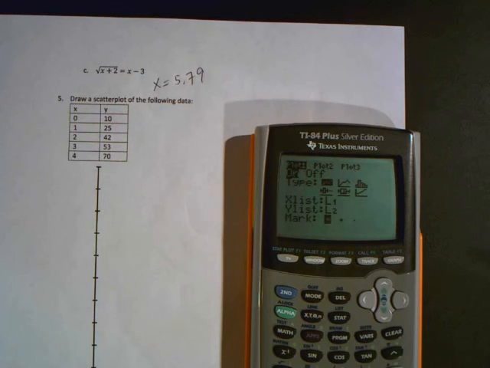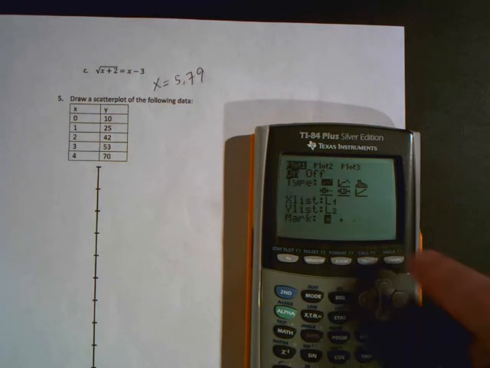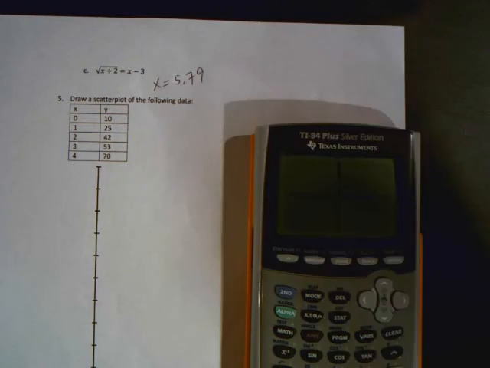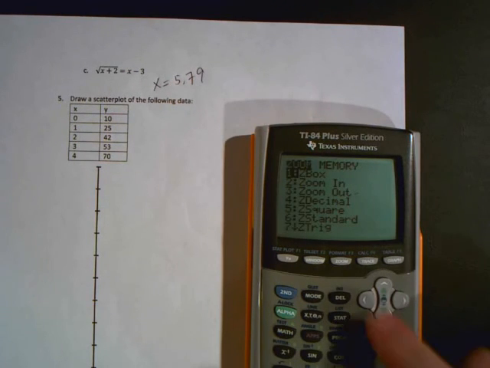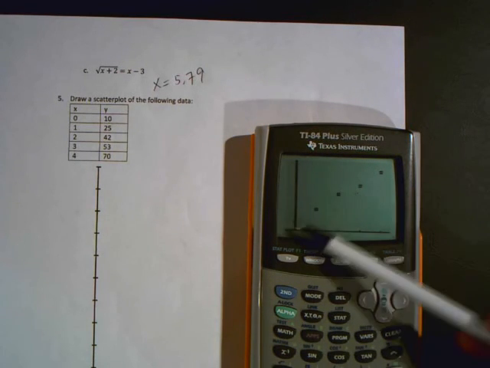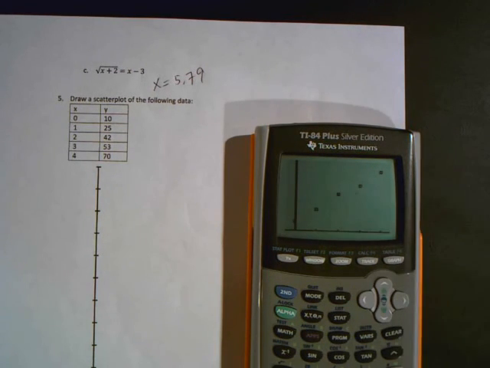Okay, now again, a common mistake students will make. They'll hit the graph button and not much shows up. What you really want to do when you're drawing a scatter plot is hit zoom and go down, down, down to number 9, which is zoom to fit the statistics. And the calculator will figure out a nice window for you so that you can see all your data.